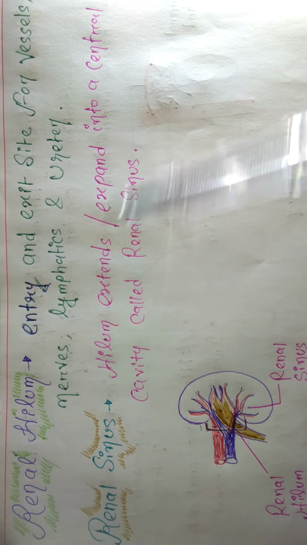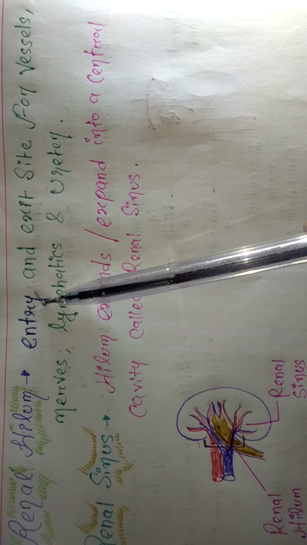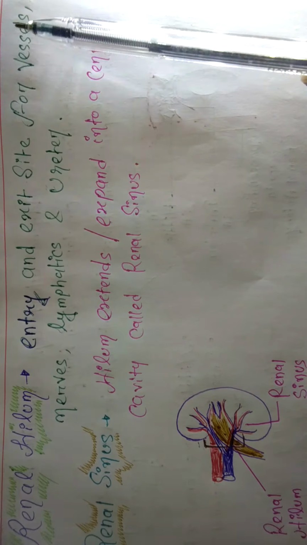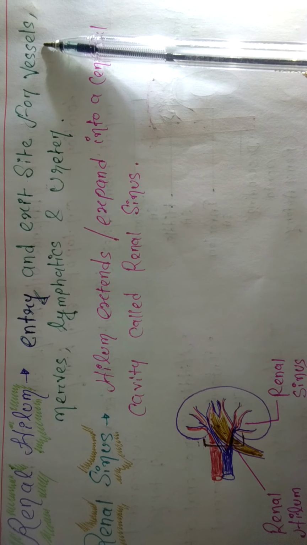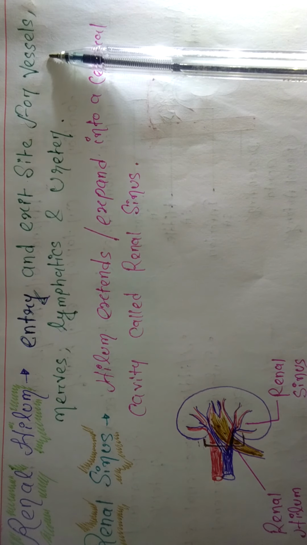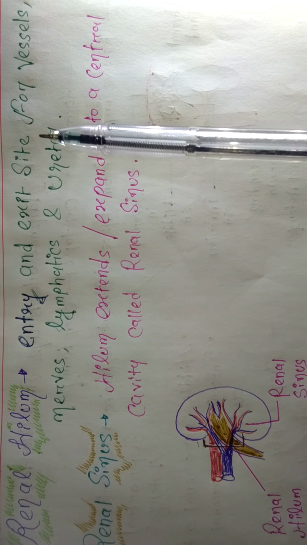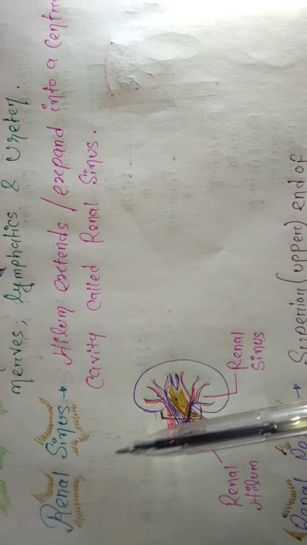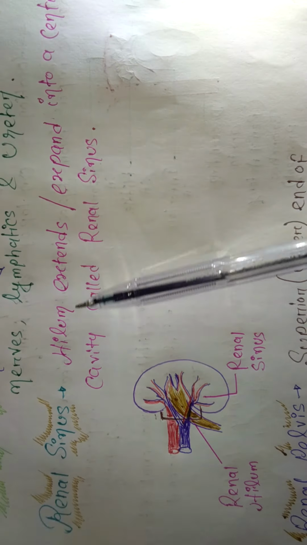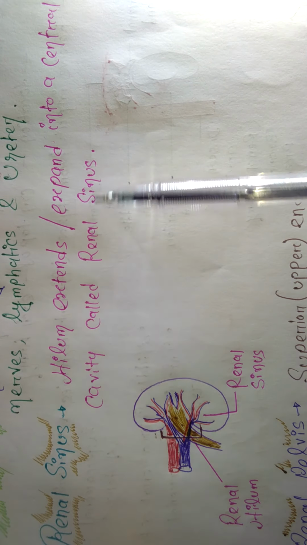The next part is the renal hilum. The renal hilum is the entry and exit site for vessels, meaning the renal artery and vein, nerves and lymphatics, and the ureter. Renal sinus: the hilum expands into a central cavity called the renal sinus.